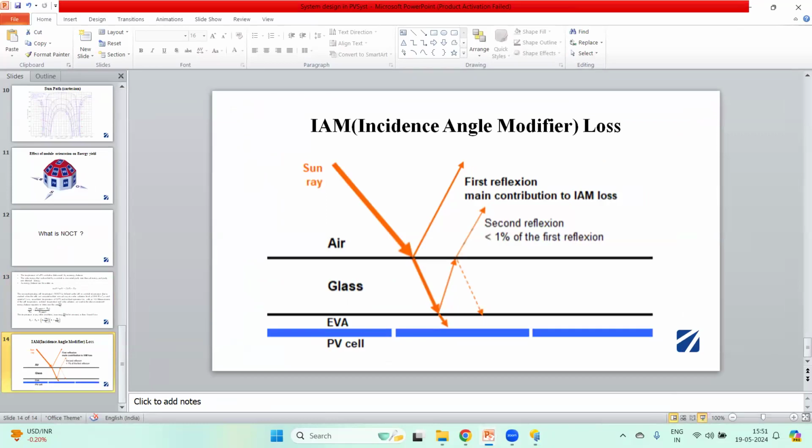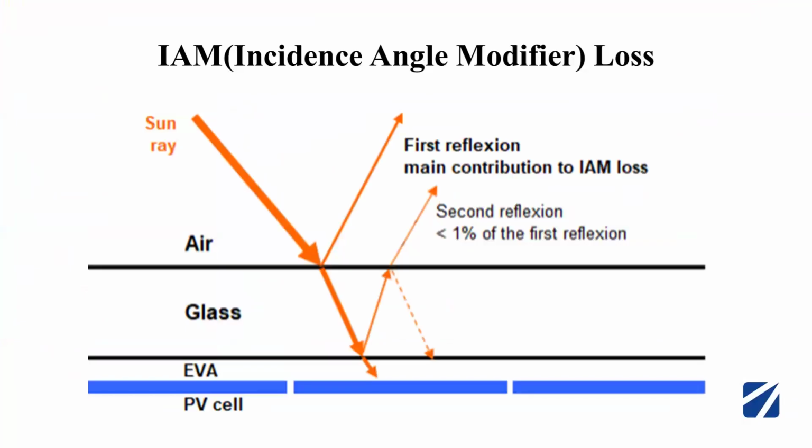So IAM loss. If you see a PV module, we have an EVA sheet, that is ethylene vinyl acetate, for encapsulation. We keep this EVA sheet, and then we have a glass cover, and then the module will be framed.